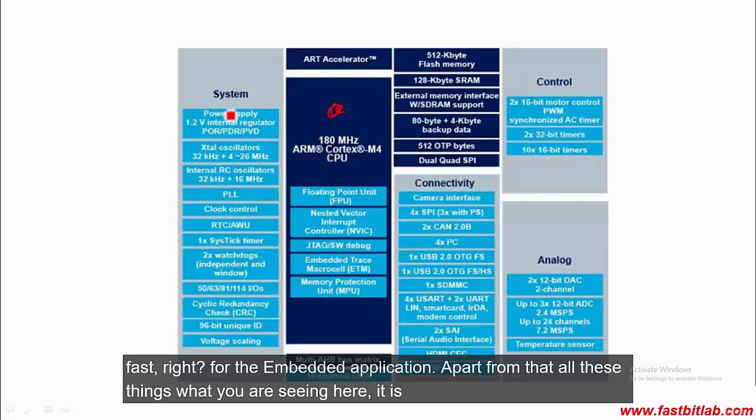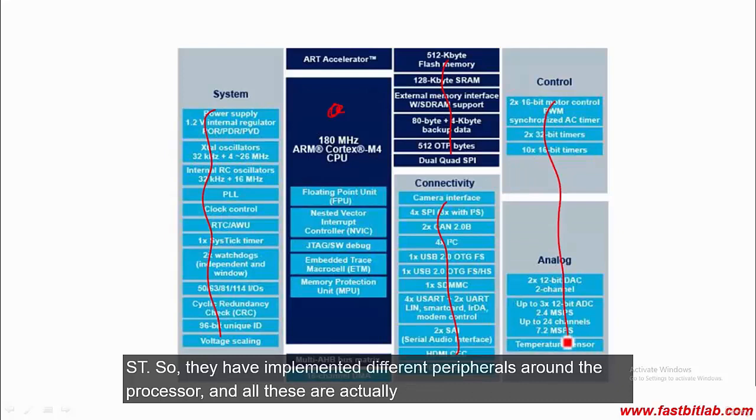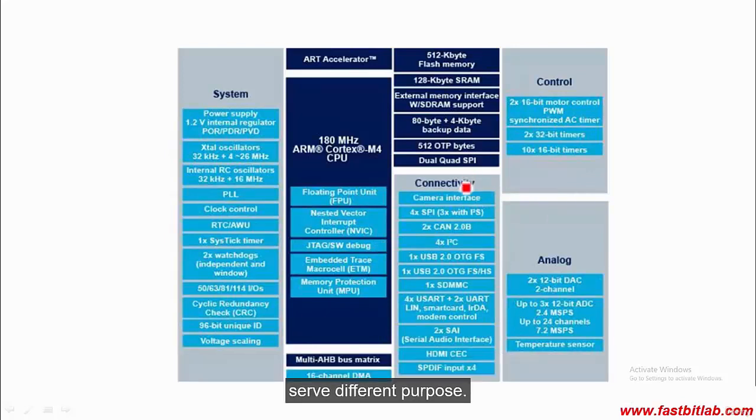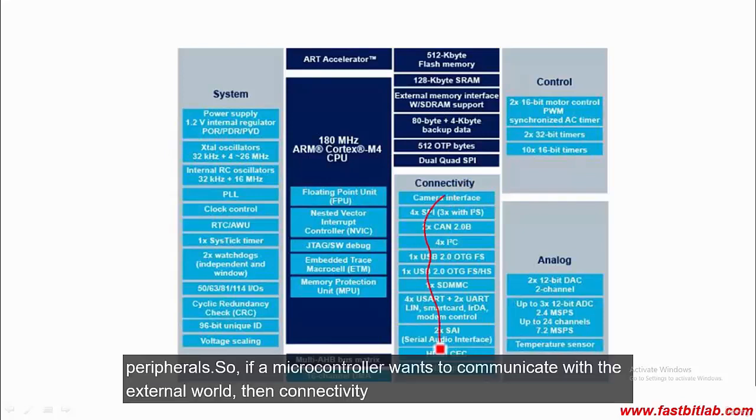Apart from that, all these things that we are seeing here are implementations of ST. So they have implemented different peripherals around the processor. And all these are actually implementations of ARM. If you just look at the peripheral set, they have different peripherals to serve different purposes. For example, these are connectivity related peripherals.